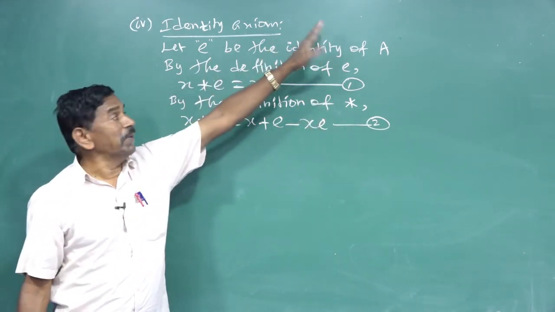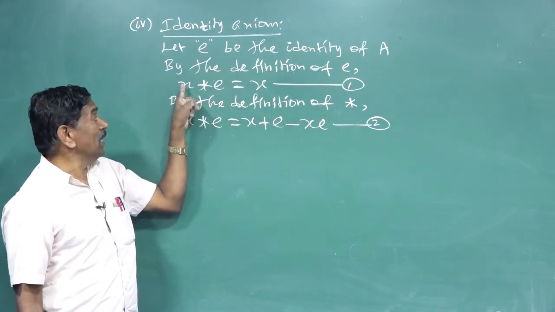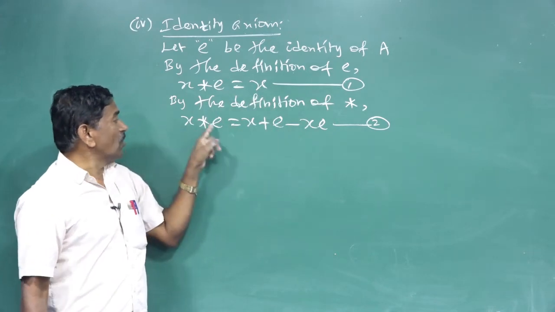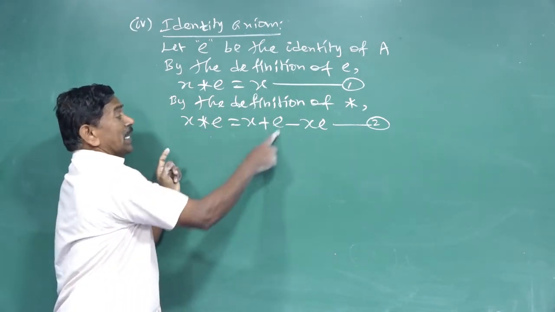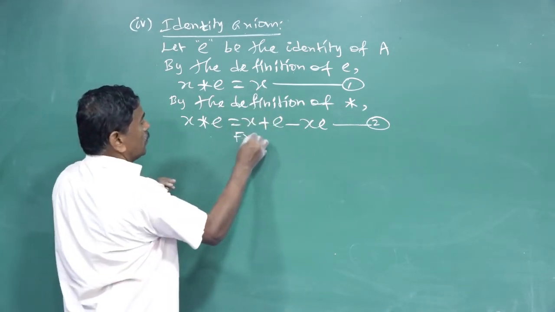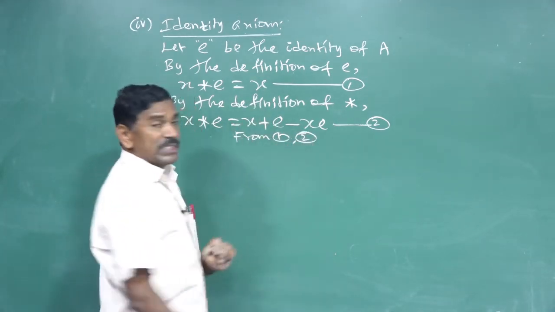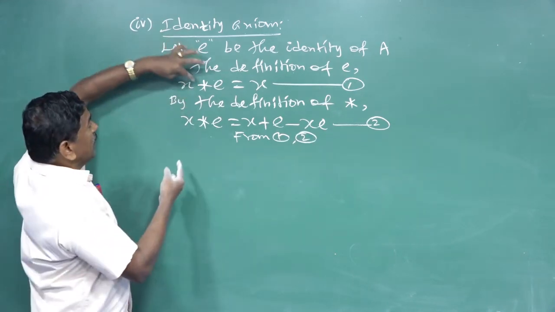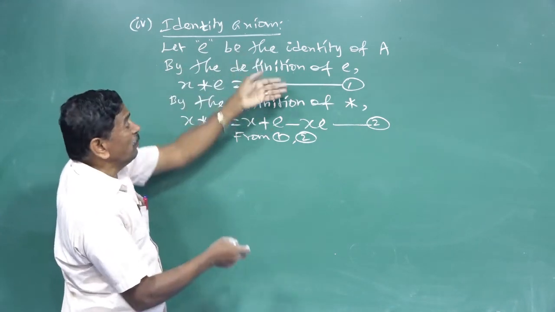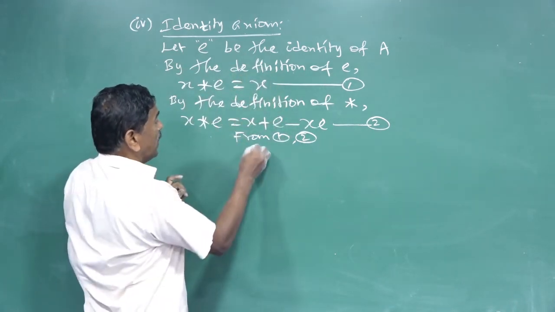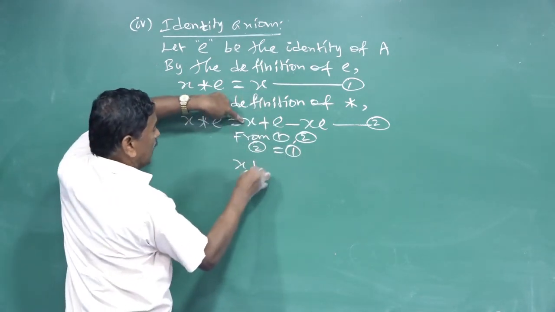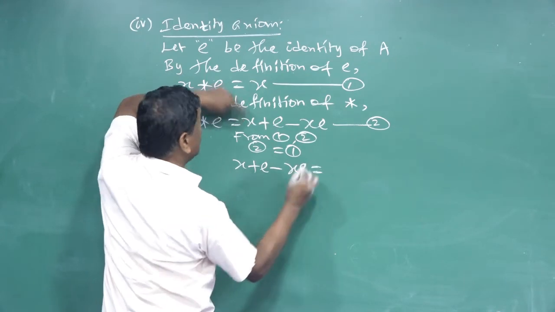Let E be the identity element of A. By the definition of identity, X star E equal to X, first equation. By the definition of star, X star E is equal to first element plus second element minus first element into second element. Now from 1 and 2, the LHS are equal, therefore the RHS are equal. So we can set 2 equal to 1. That means X plus E minus XE is equal to X.